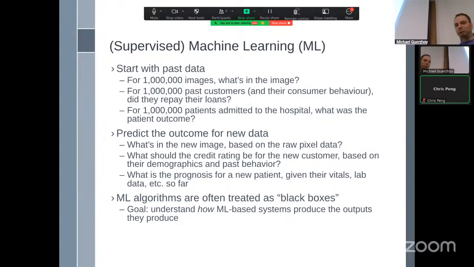So the general idea with machine learning is you somehow take the past data, and then using the past data, you figure out a way to predict what's going to happen with new data. So one of the goals for this lecture is to understand a little bit how that can happen. So, okay, questions so far?